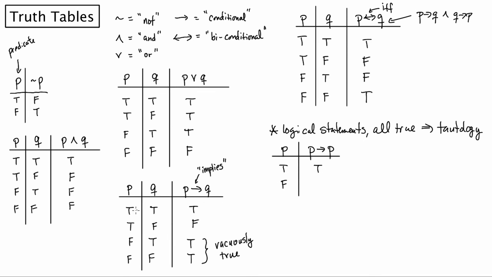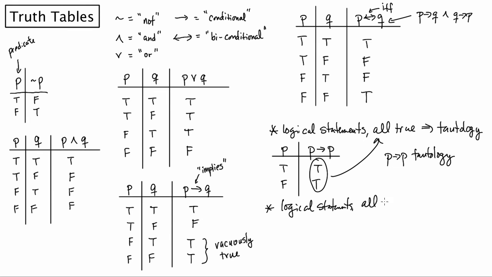So if it's P implies P, true, true, true. And then if P is false, then it's false implies false, which is vacuously true. So you can see here that because all of these truth values are true, that says that P implies P is a tautology. The opposite of that is if you look at a logical statement and all of the values are false, then that logical statement is called a contradiction. It's a statement which can never be true under any circumstance.